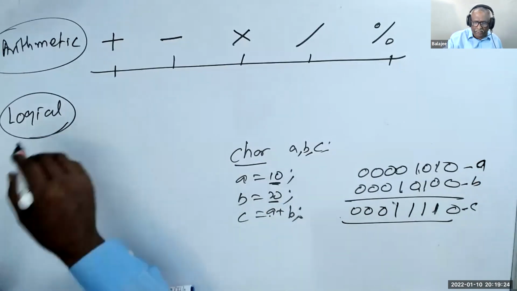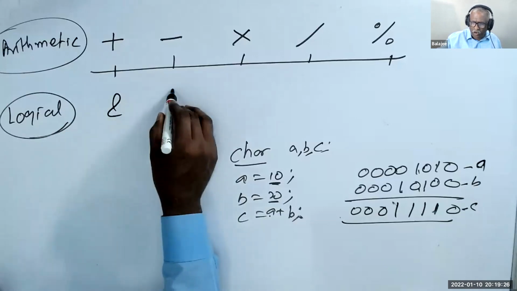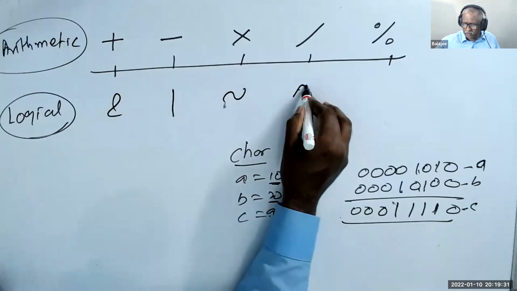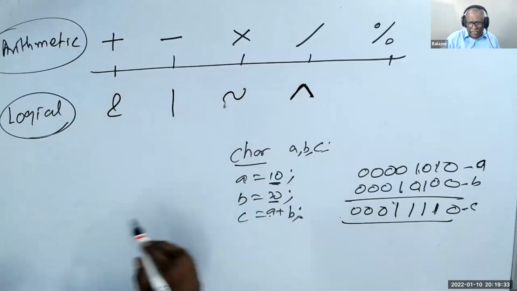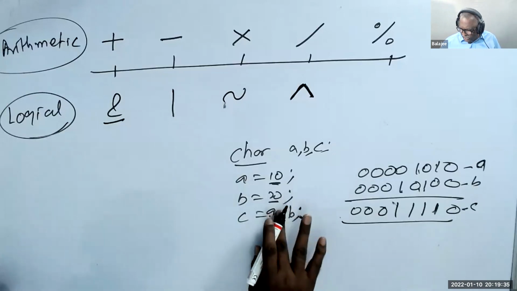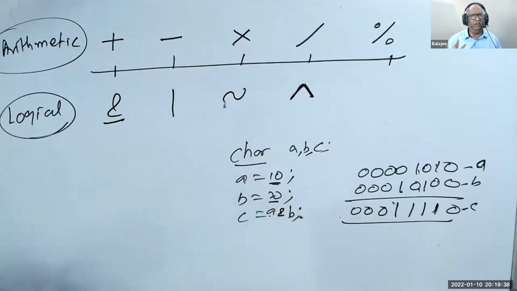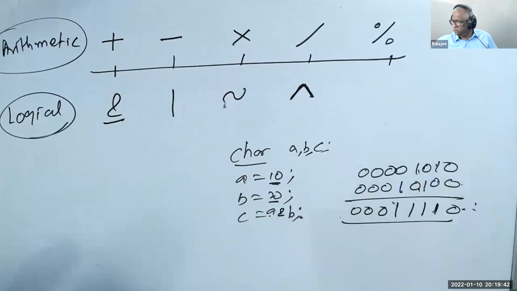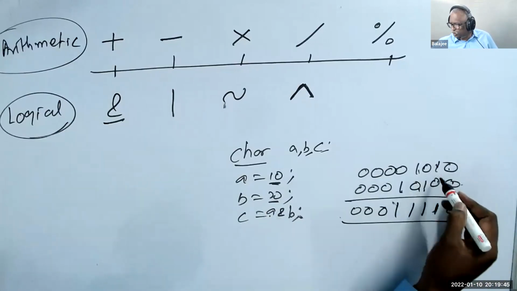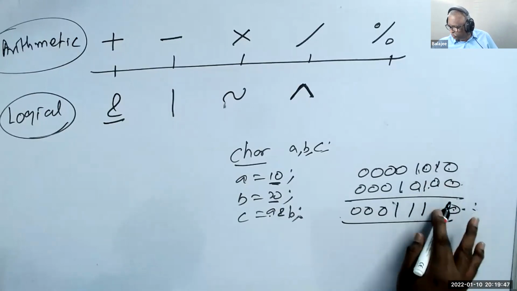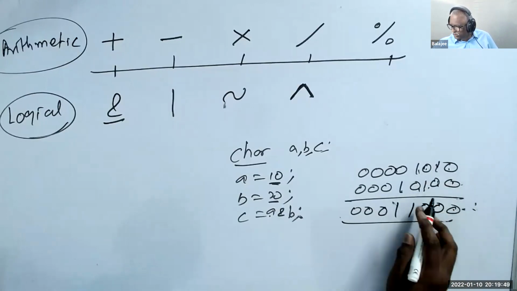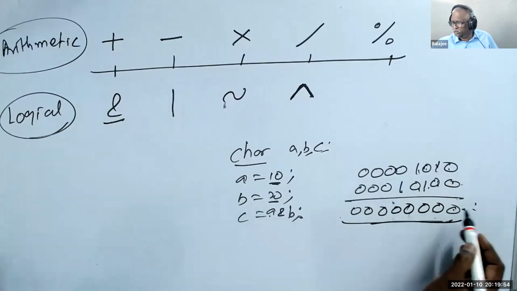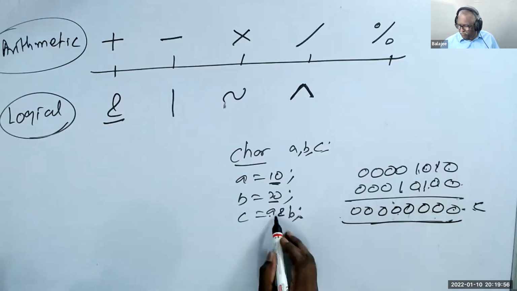But in the logical operation, I have 4 operations: AND, OR, NOT, and XOR. What is AND? Simple. If you put A and B, simple idea, nothing great. Same thing, but go bit by bit. 00001010 and 00010100, so all becomes 0. Now C becomes 0. This is the result of A AND B.